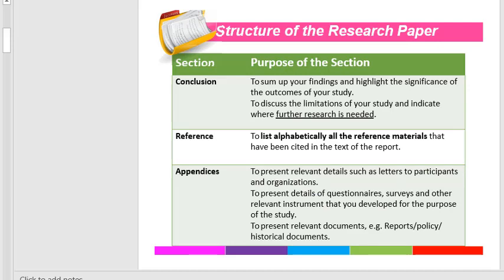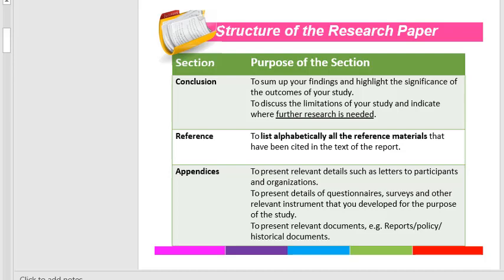The next part is the conclusion. It is the part in which we will discuss the limitations, sum up the findings, and highlight the significance of the outcome of our study. We will also discuss and indicate where further research is needed. This is the part in which we give a clue to the next researcher to do research about this.